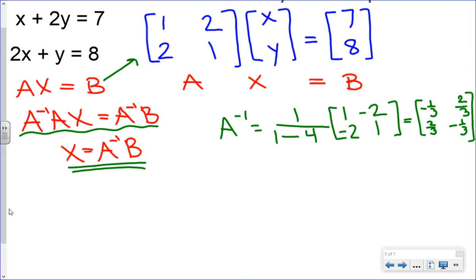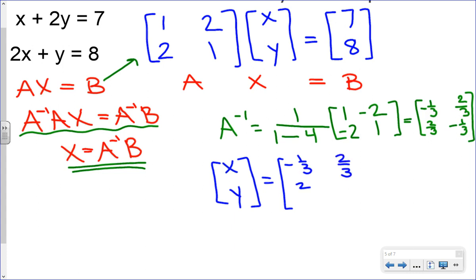So what I'm going to do, when we multiply A inverse to the left side, do you want me to write that down or not? You don't know? No? Are you okay with me writing that x times y equals our inverse times b?